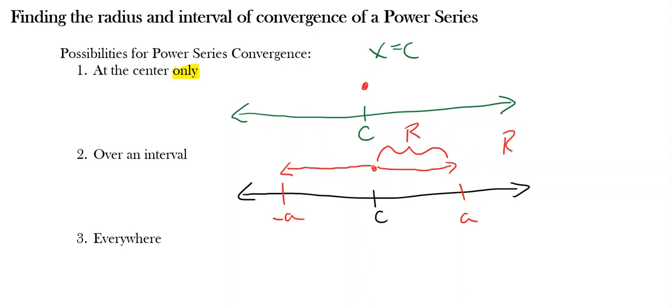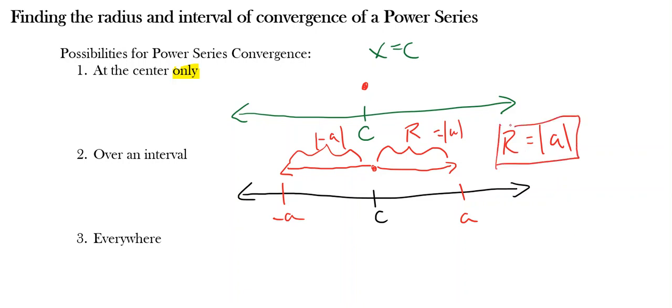So we could think of the radius of convergence as being the absolute value of A, because this would be a negative A over here, but the absolute value of that is still the same as the absolute value of A over here. So that would be the radius of convergence. The interval of convergence would be the distance from negative A to A, but we don't know if it is an open interval or a closed interval until we test the endpoints, which I will do in the first example.